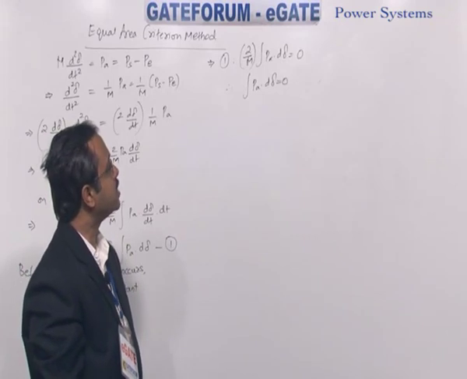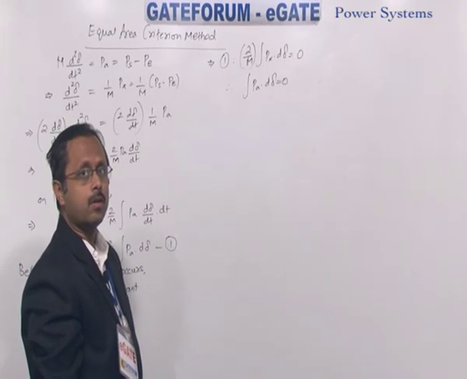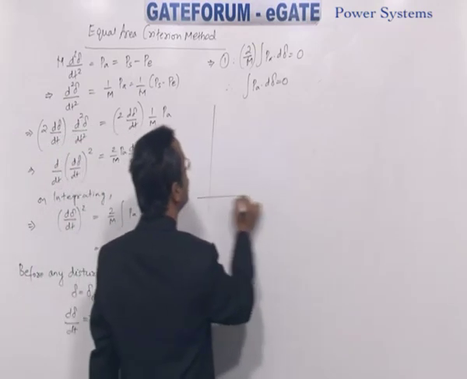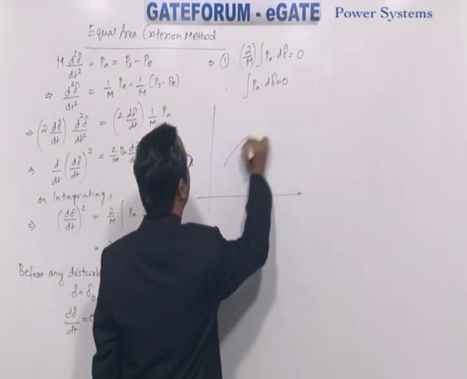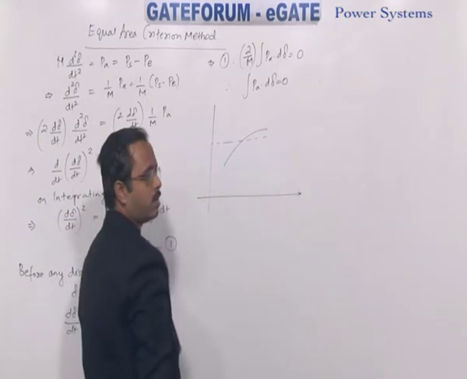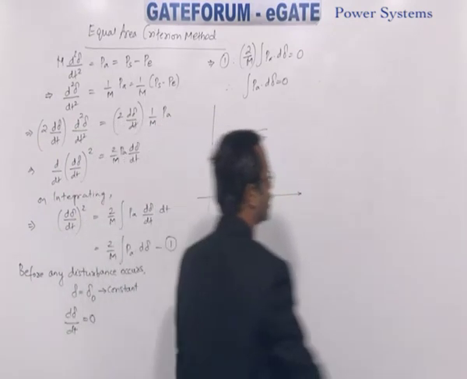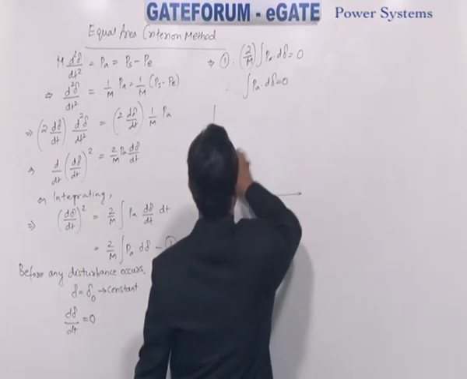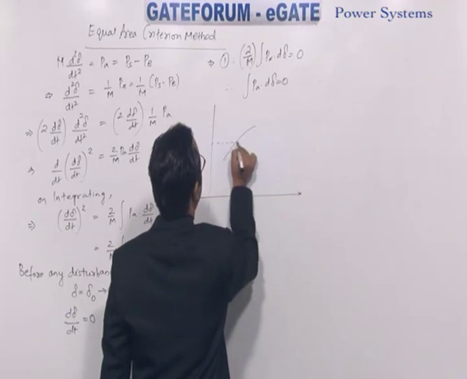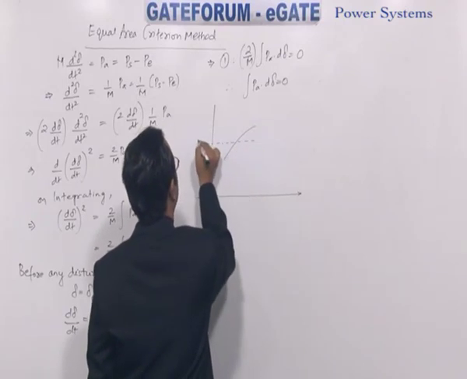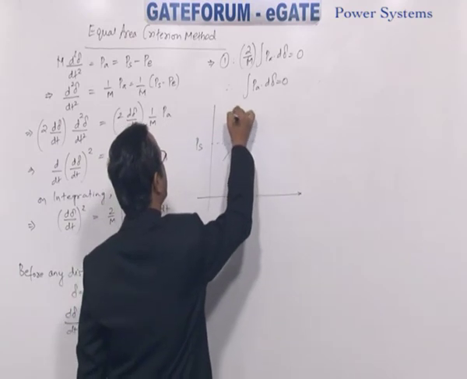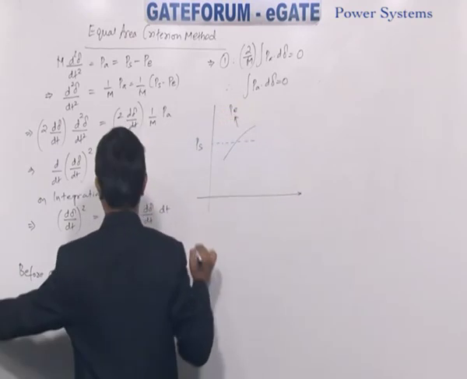How to write what Pa is now? We will check. For that, you consider the power angle curve. You know that the mechanical input Ps is constant. Already we have assumed that the mechanical input Ps is a constant. And what about this one? It is the variation of Pe here.